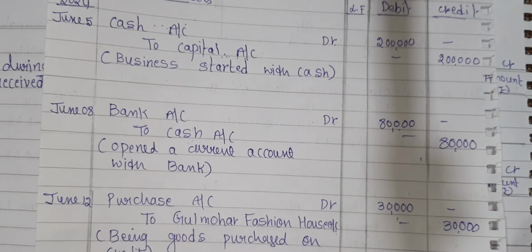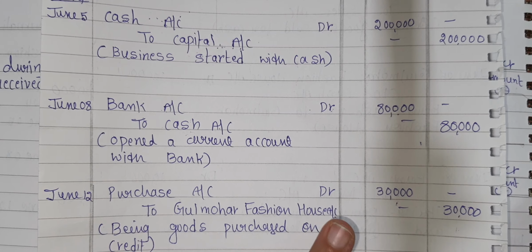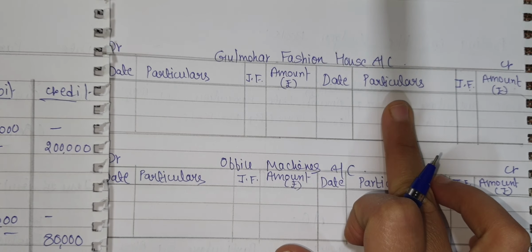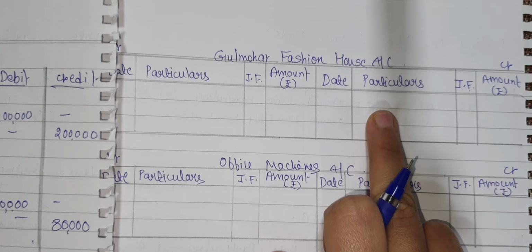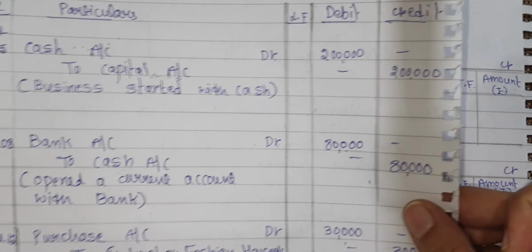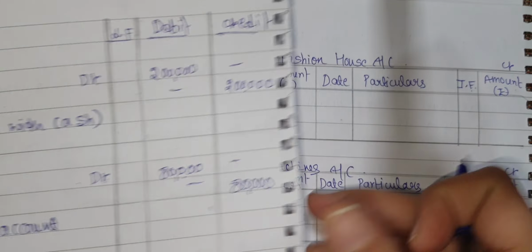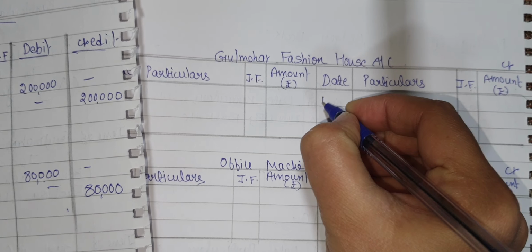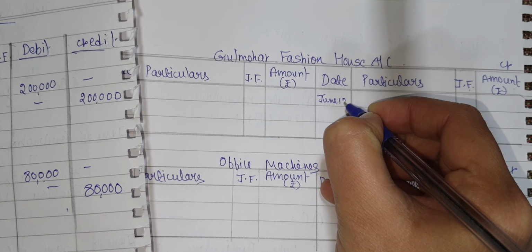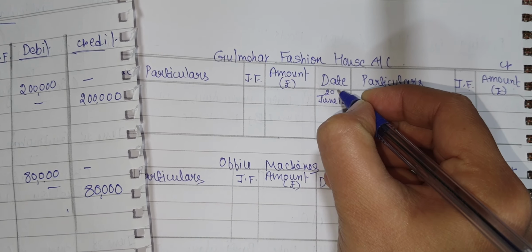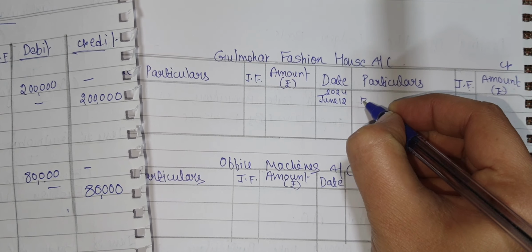Here Gulmohar Fashion House account is credited, and go to the credit side of Gulmohar Fashion House account and write down the opposite entry of Gulmohar Fashion House account, that is purchase account. So that is June 12th, 2024 by purchase account.